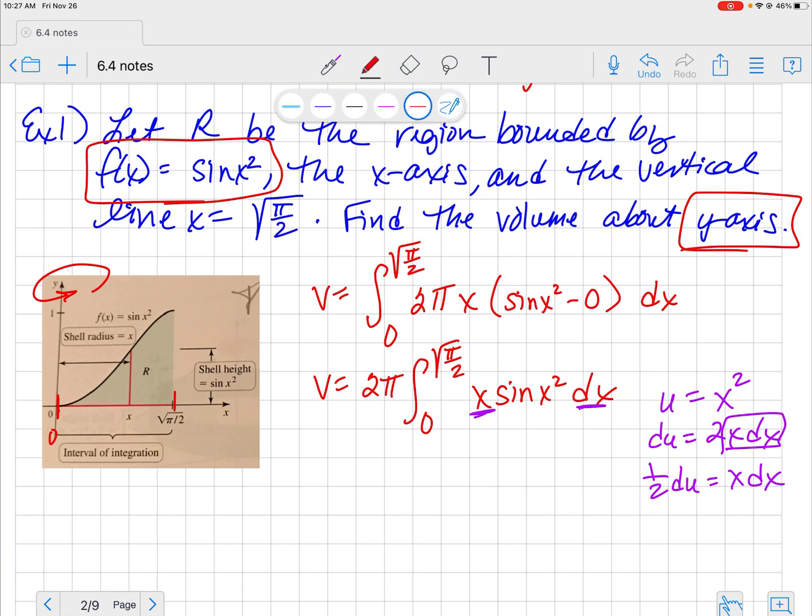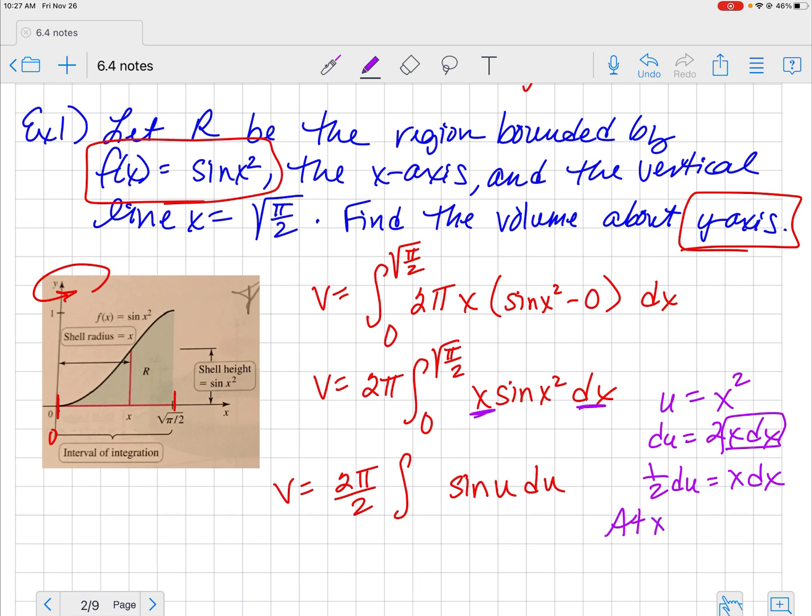And let's rewrite it. I'll go back to red even though it's my least favorite. So I've got 2 pi divided by 2 out front. I'm going to get the bounds here in just a second. And I've got now sine of u du because everything else works out. Okay, so at x is equal to the square root of pi over 2, oh, lo and behold, if you square a square root, you just get pi over 2. Oh, well, didn't that work out nice? At x is equal to 0, u is also equal to 0.